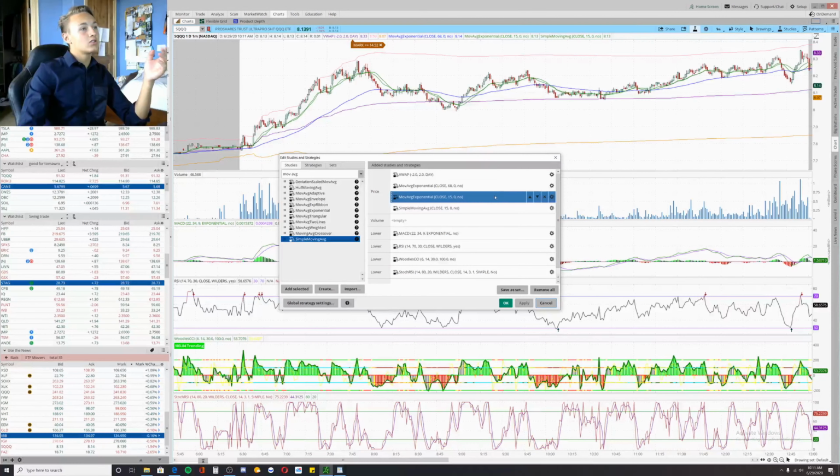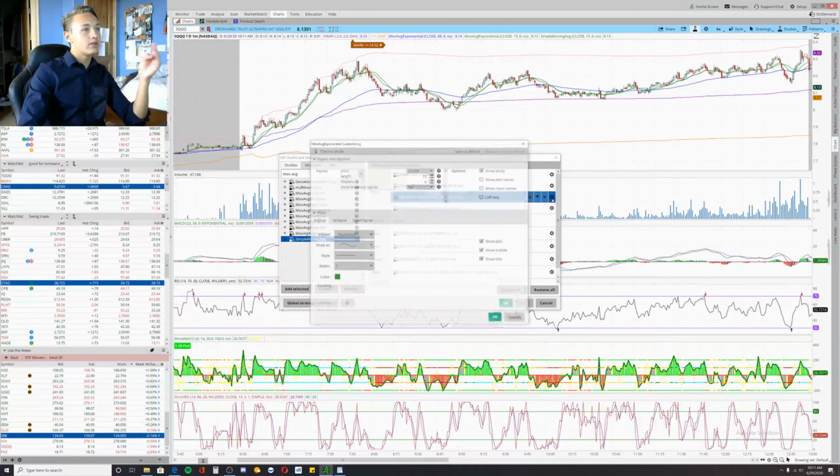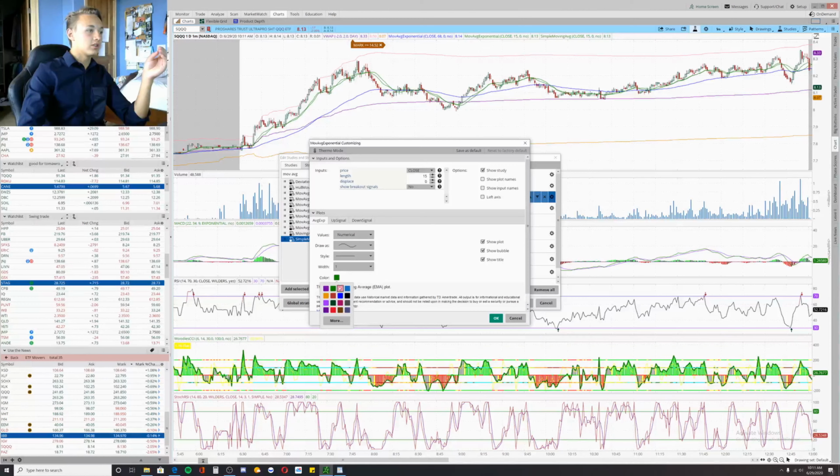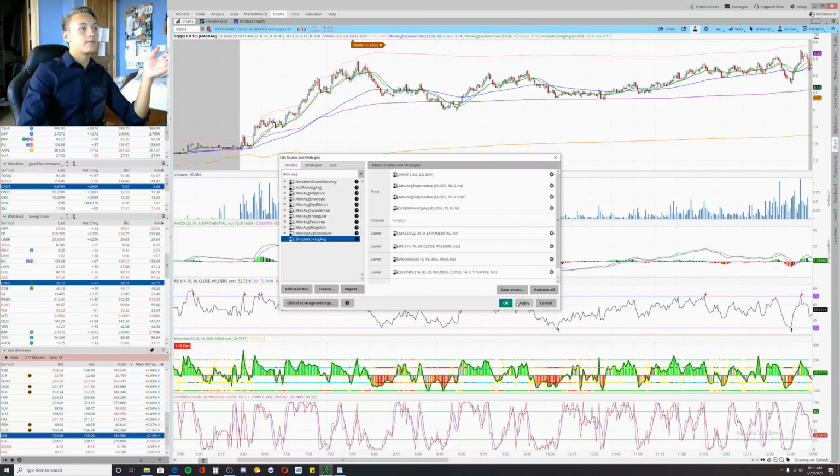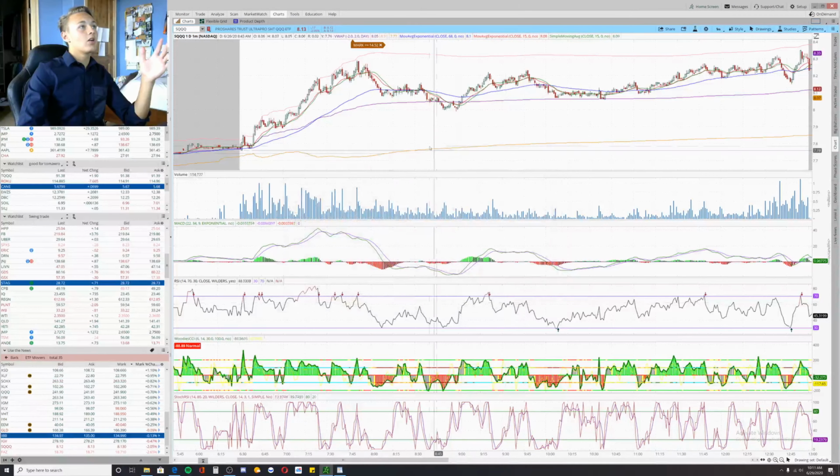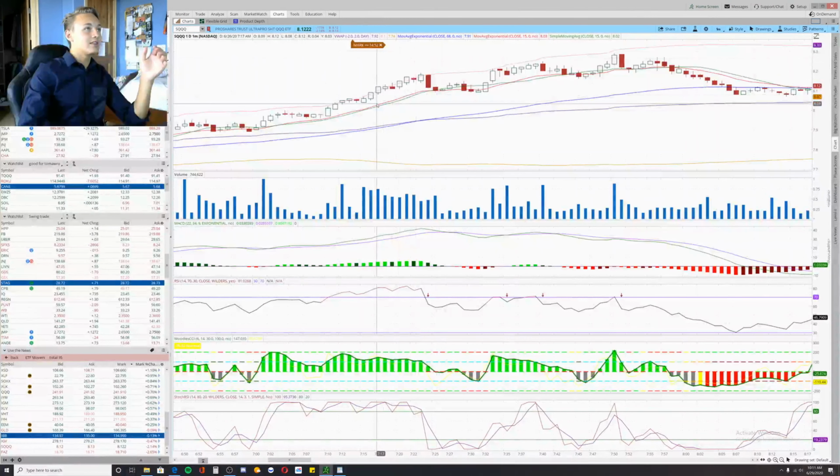All right. So you can do whatever you want with this. But I'm going to change the color to blue. No, let's go red. Change the color to red for the EMA, the exponential moving average. All right, so now we can clearly identify the 15 EMA and SMA.